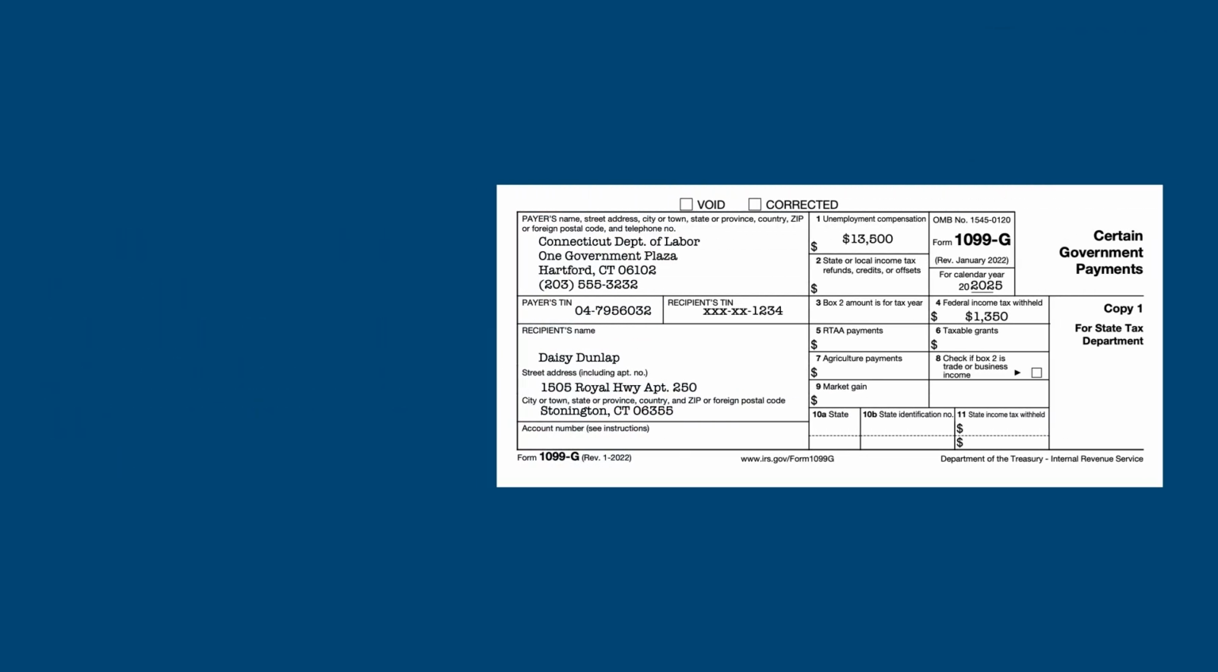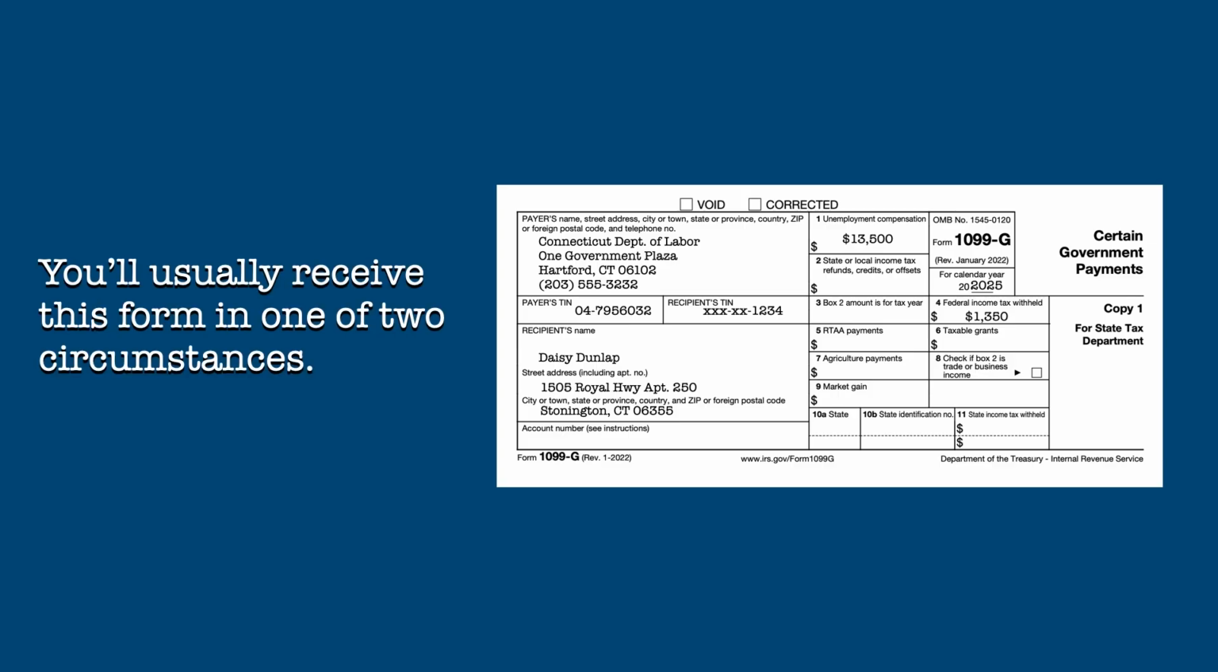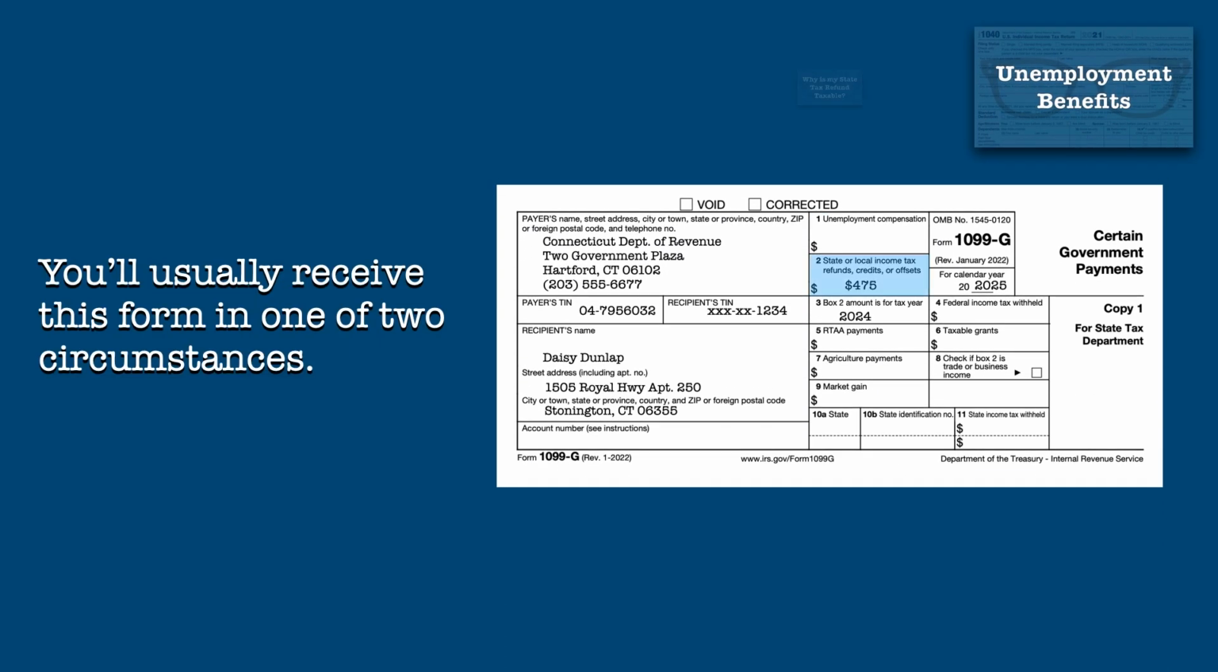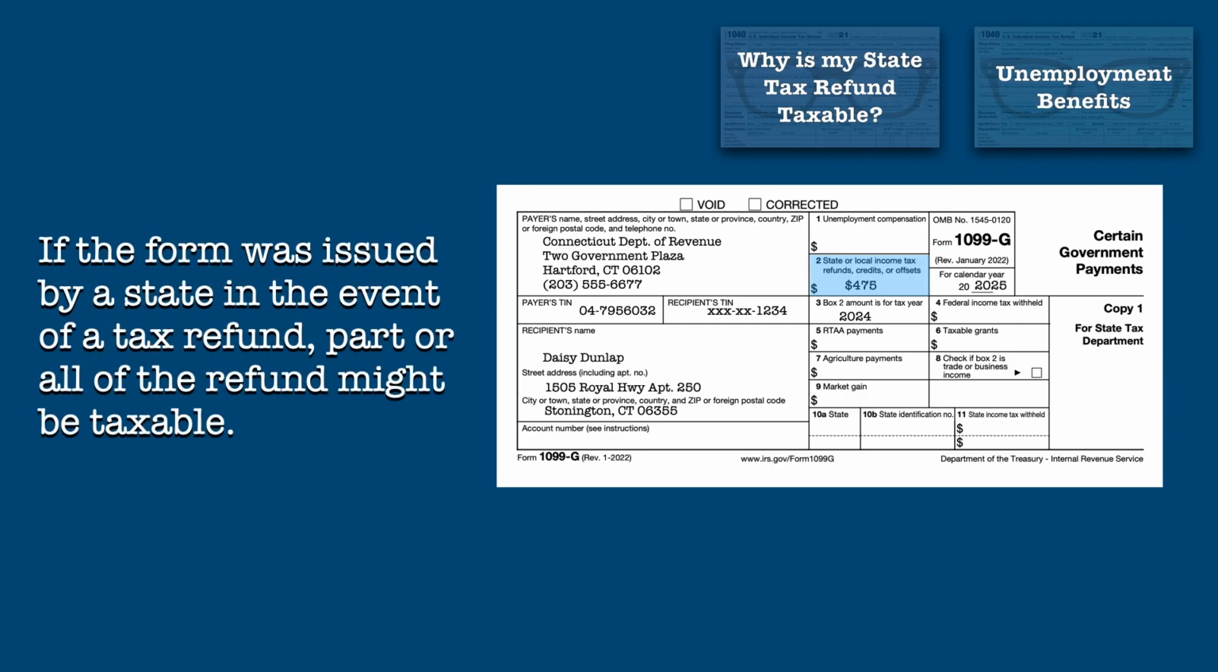Form 1099-G, Certain Government Payments. You'll usually receive this form in one of two circumstances. Either you received unemployment compensation in the previous year, or you received a state tax refund. You need to look at this form carefully. If the form was issued by a state in the event of a state tax refund, part or all of the refund might be taxable.